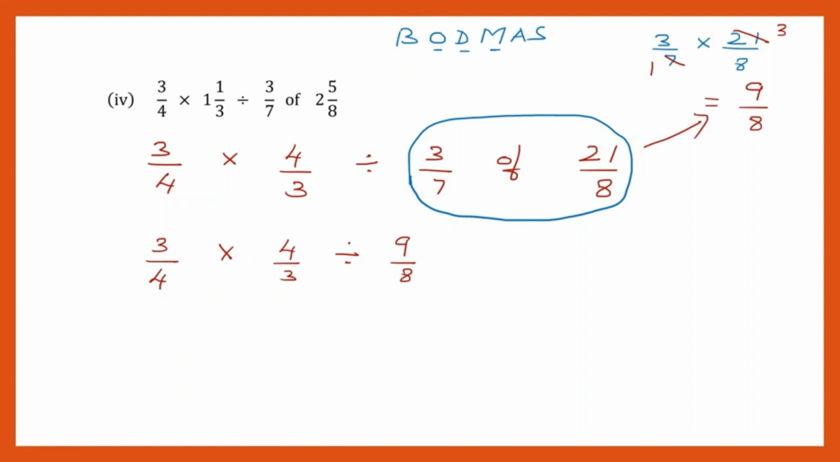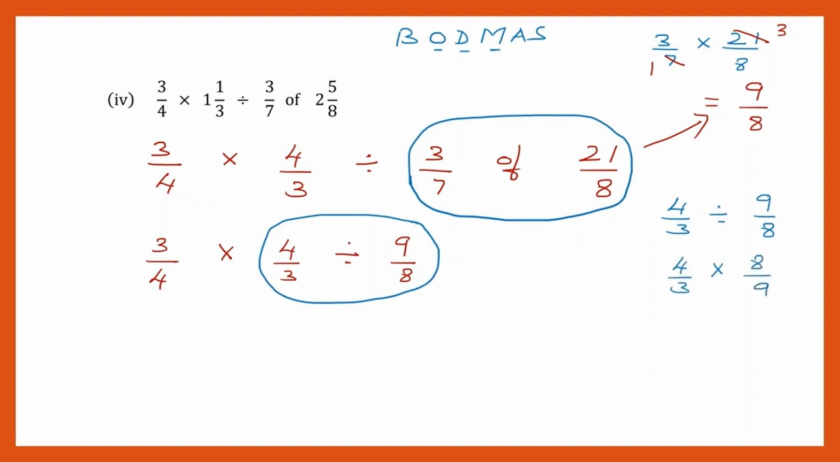We need to work out division before multiplication. Keep following the BODMAS rule when you have more than one operation. So let me work out this division in the working column. 4 by 3 divided by 9 by 8. We need to write the reciprocal of the second fraction. So 4 by 3 into 8 by 9. We can't cancel, so I'm going to multiply. 4 8s are 32, 3 9s are 27. So we've got this as the second answer.